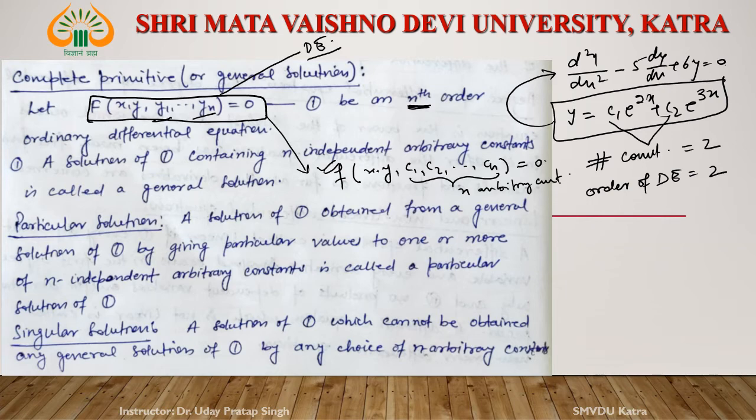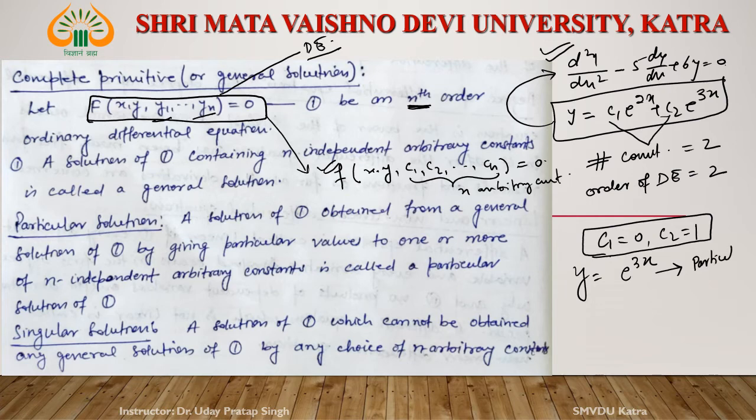Next, what is a particular solution? A solution of 1 is obtained from the general solution by giving particular values to one or more arbitrary constants. For example, say this differential equation. If we consider c1 is equal to 0 and c2 is equal to 1, then what is y? y is equal to e to the power 3x. Right? This is of course a solution of the differential equation, but it is obtained by assigning particular values to the arbitrary constants. So this solution is known as a particular solution.